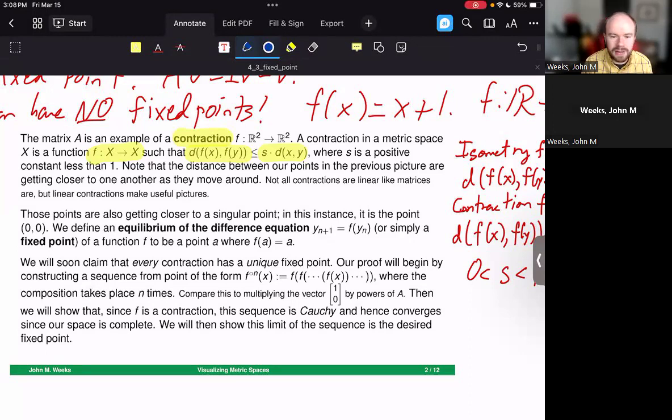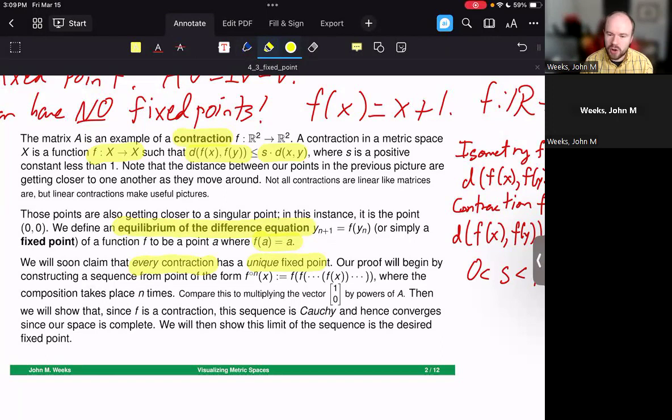These points are also getting closer to a singular point, which we could define to be, if we're familiar with this terminology, the equilibrium of the difference equation y sub n plus 1 equals f of y sub n. Another way to say that is just a fixed point of the function, where f of a is equal to a. If you're familiar with difference equations, maybe this is useful to you, or maybe we'll just keep talking about this in terms of a fixed point. We're soon going to claim the following: every contraction has a unique fixed point. Notice we've said that some functions have more than one, some have none. We're going to say that every contraction has exactly one fixed point.